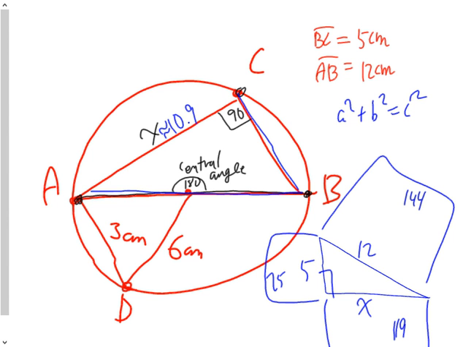Okay? Again, alternatively, you could have used a squared plus b squared equals c squared, substituting your a and your b and your c. So 5 squared plus x squared equals 12 squared. And when you simplified it, you still would have got the answer of 10.9.